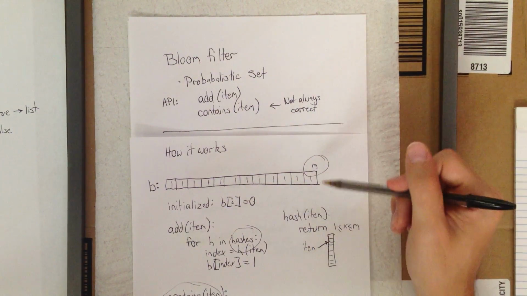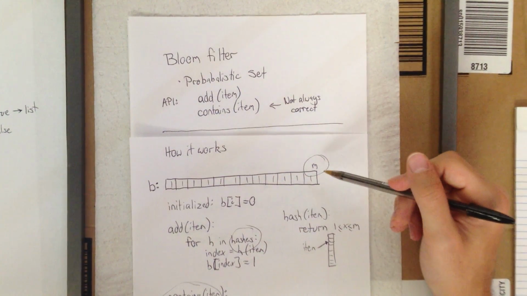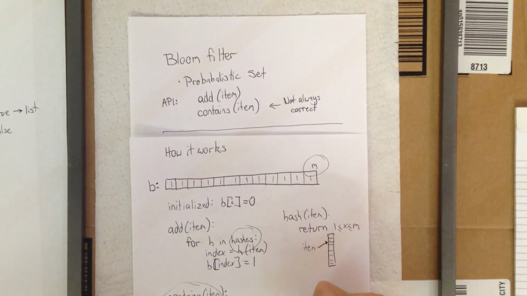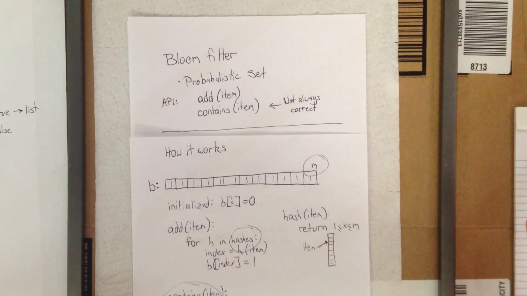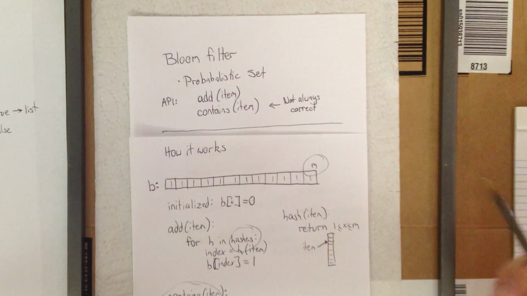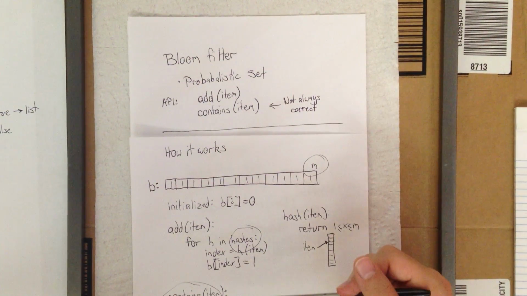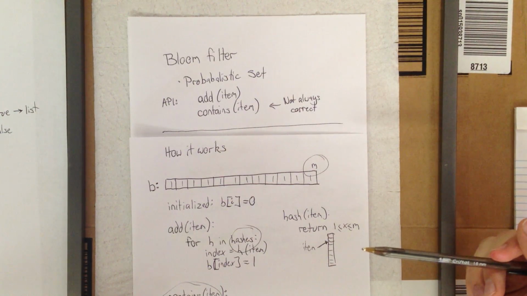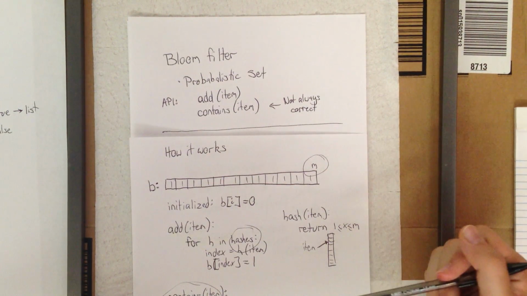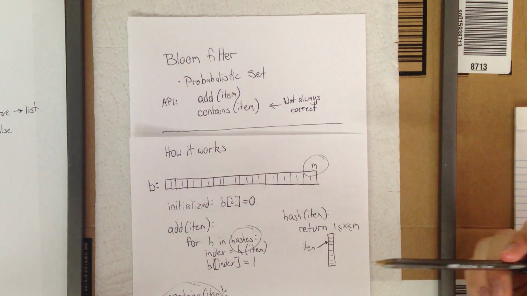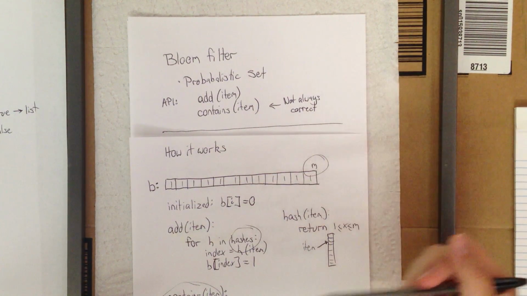So when you have every bit in the bit array set to 1, contains will always return true. But there's also the intermediate stage when a large number of the bits are set to 1, where contains sometimes returns true correctly, sometimes returns false correctly, but still has the occasional chance of returning true incorrectly.